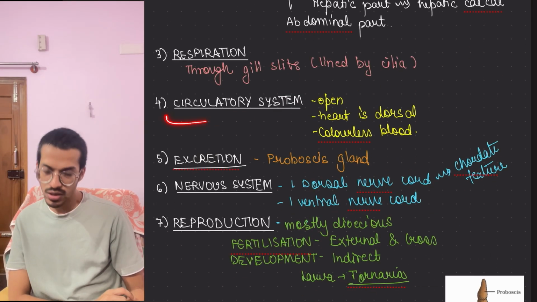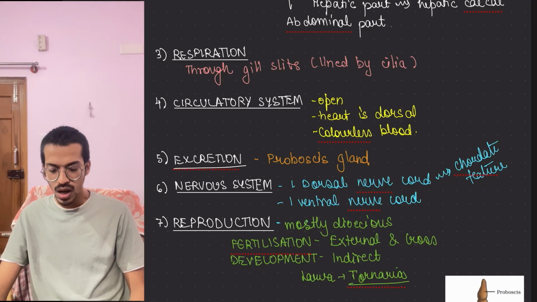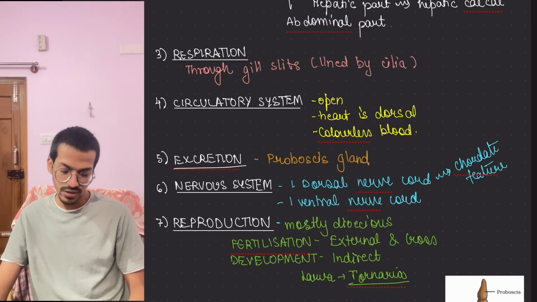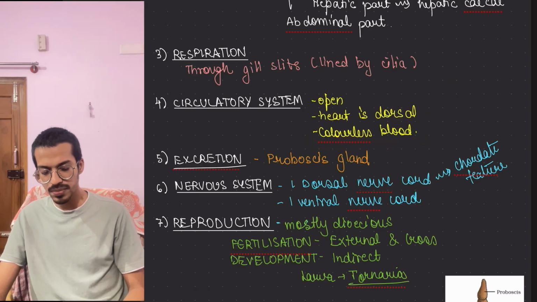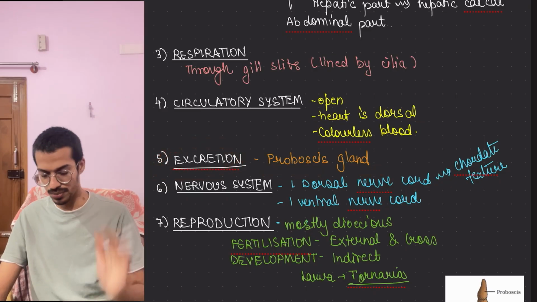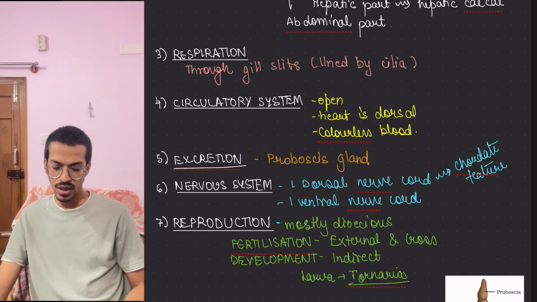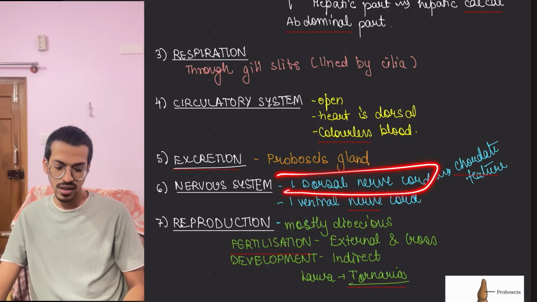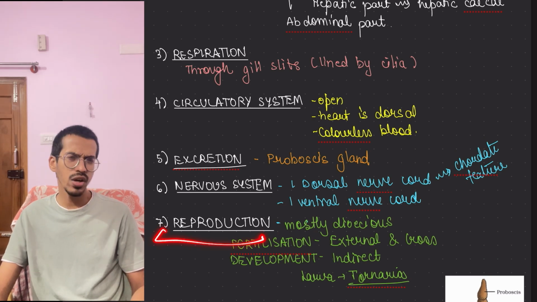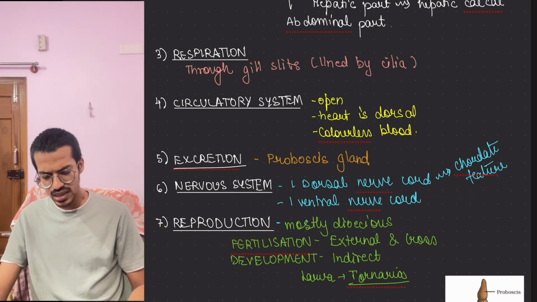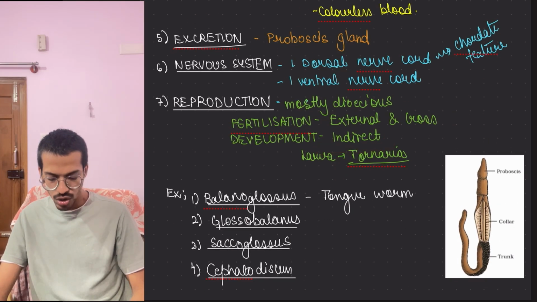Then circulatory system: it is an open circulatory system. No proper blood vessels. The heart is dorsally present, just like a non-chordate, and a colorless blood is present. Then excretion is by the proboscis gland from the upper part of the body. Then nervous system: one dorsal nerve cord present, one ventral. The dorsal one is a chordate feature. Then reproduction: they are dioecious, male and female are different. External cross fertilization takes place, with indirect development, and their larva is called tornaria.